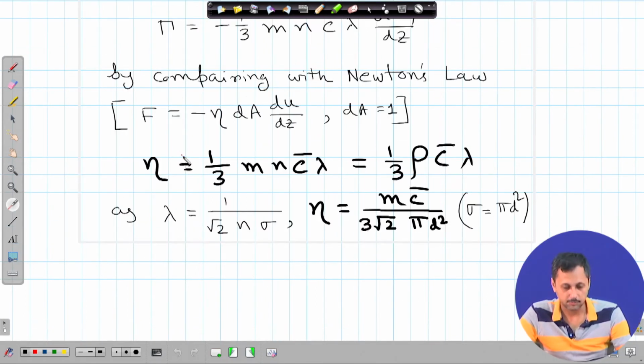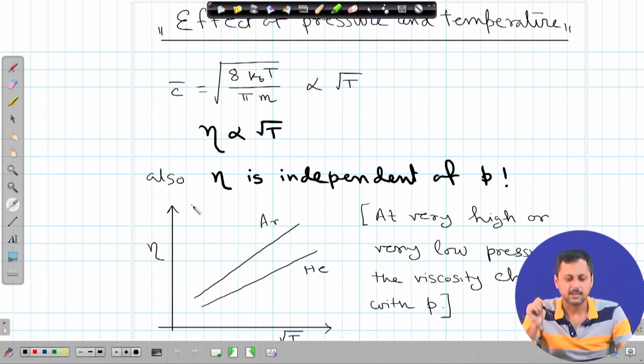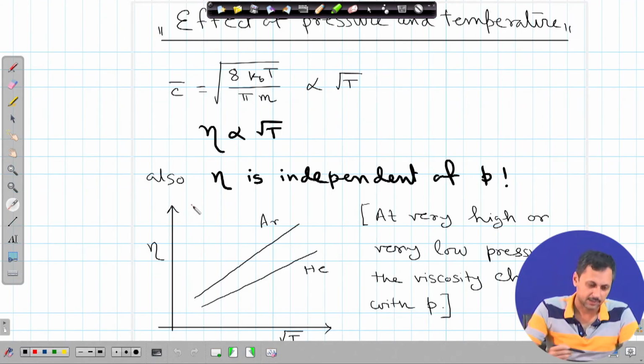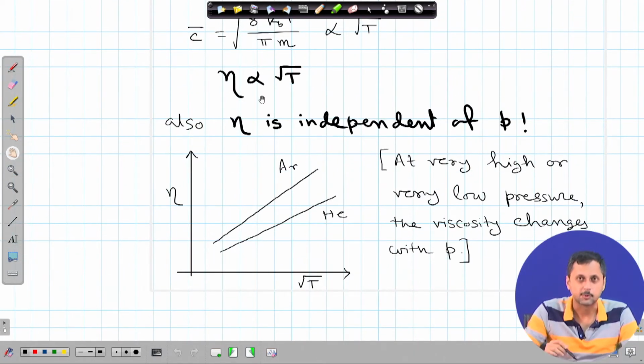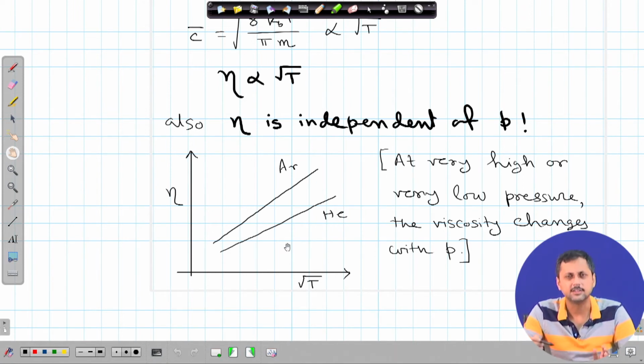Also, we see in all of this expression that eta is independent of pressure. There is no mention of pressure in any of these expressions. So, experimentally it has been verified that eta is indeed proportional to root over T. These are some depictions of the experimental data of eta versus root T for argon and helium, and for a wide range of temperature the linearity of this plot is maintained.